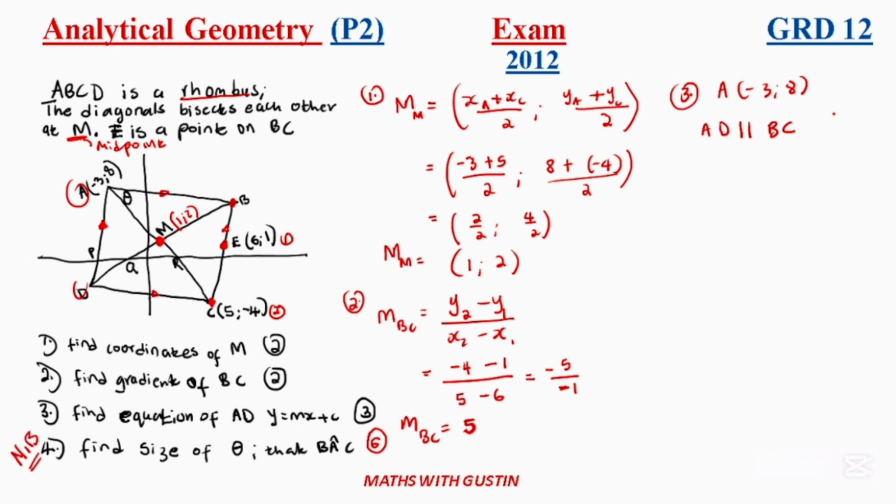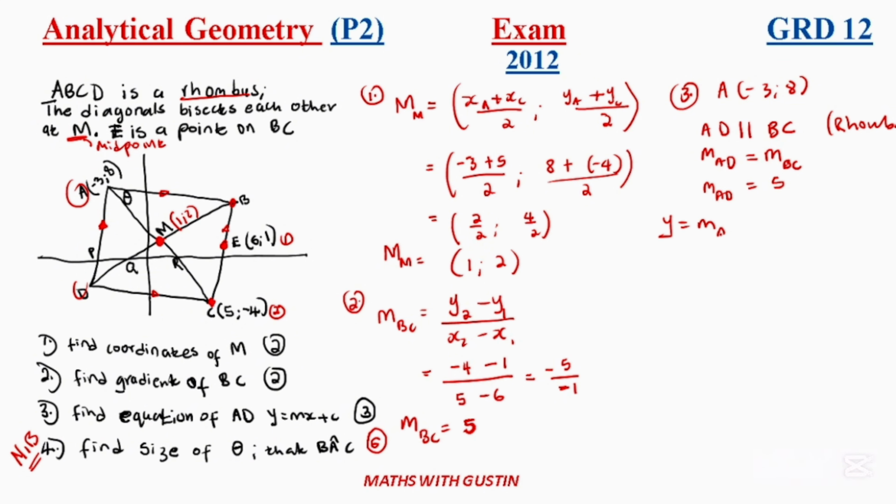Okay, reason being, this is what? This is a rhombus. So if this is a rhombus, then these two lines will be parallel, which simply means the gradient of AD is equal to the gradient of BC. We know the gradient of BC is equal to 5. Therefore, we're going to come to our equation here.